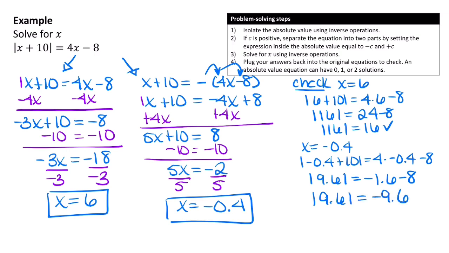Well, the absolute value cannot equal a negative number, right? So this is something that's not true. So when I plugged in x equals negative 0.4, I got something that's not true. So that means this is going to be an extraneous solution, okay? If you go back and check all the algebra, you can see that we did do it correctly. So that is going to be an extraneous solution because it doesn't work in the original problem.